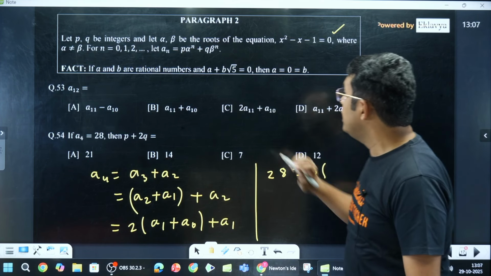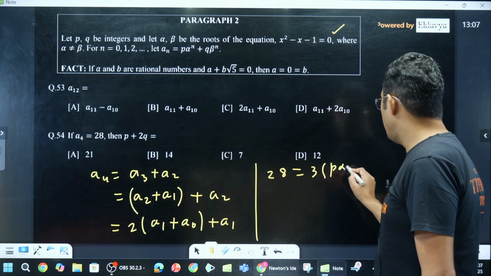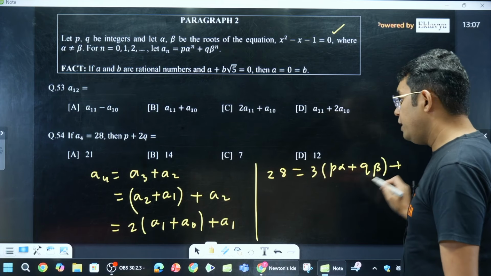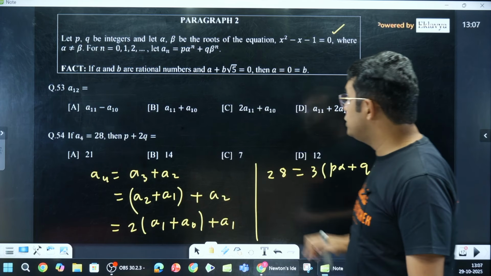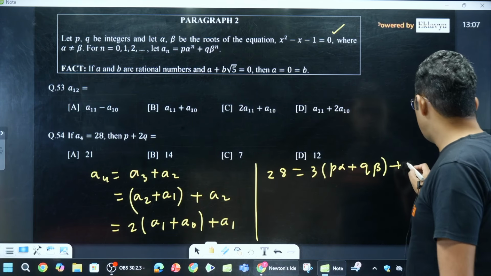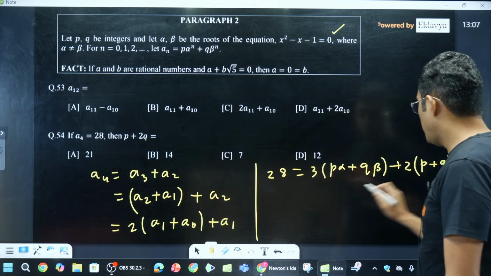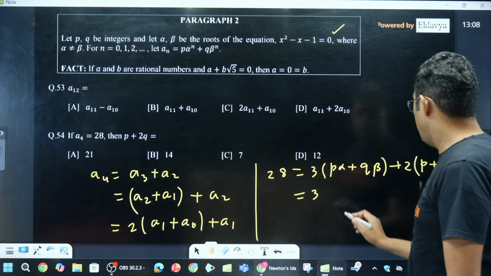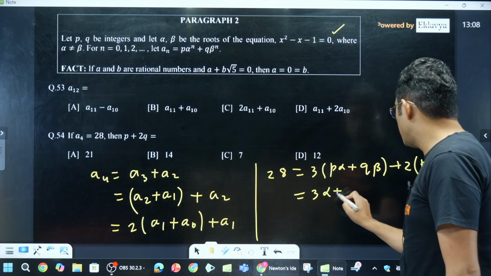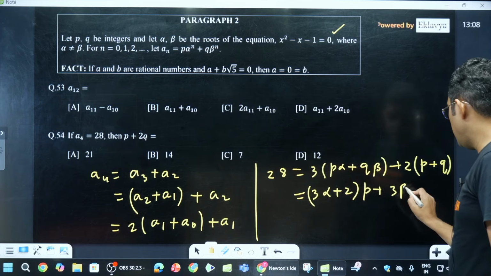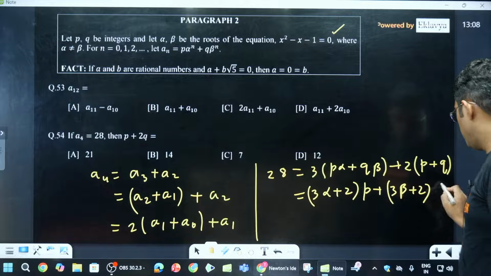plus 2 times A0. And what is A1? A1 has to be P alpha plus Q beta. And A0 should be P plus Q. So this becomes 3 alpha plus 2 into P plus 3 beta plus 2 into Q.